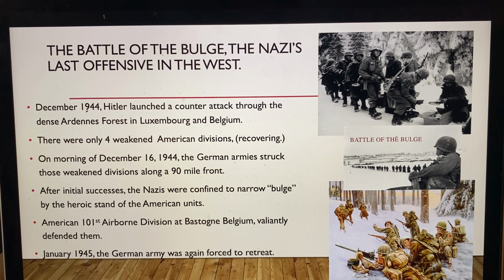So this is actually a monument here because they were so weak and the Germans were attacking, not knowing, and this again being a surprise attack. And the Americans had also been fighting for all these weeks. So they were very tired. So on the morning of December 16th, 1944, the German armies struck those weakened divisions along a 90-mile front in the Ardennes. And so after the initial success, the Nazis were confined to this narrow bulge area. And the heroic stand of the American units, although they were tired, they fought very courageously.